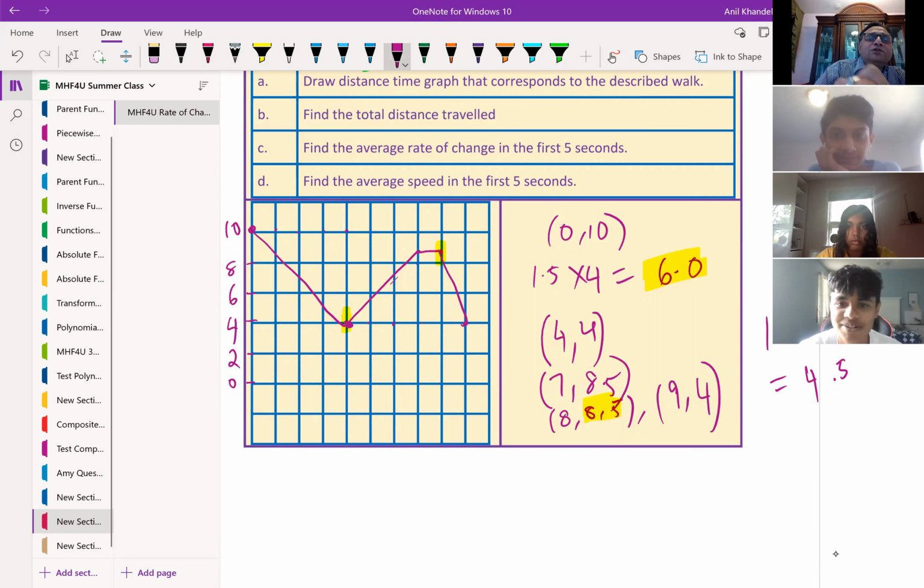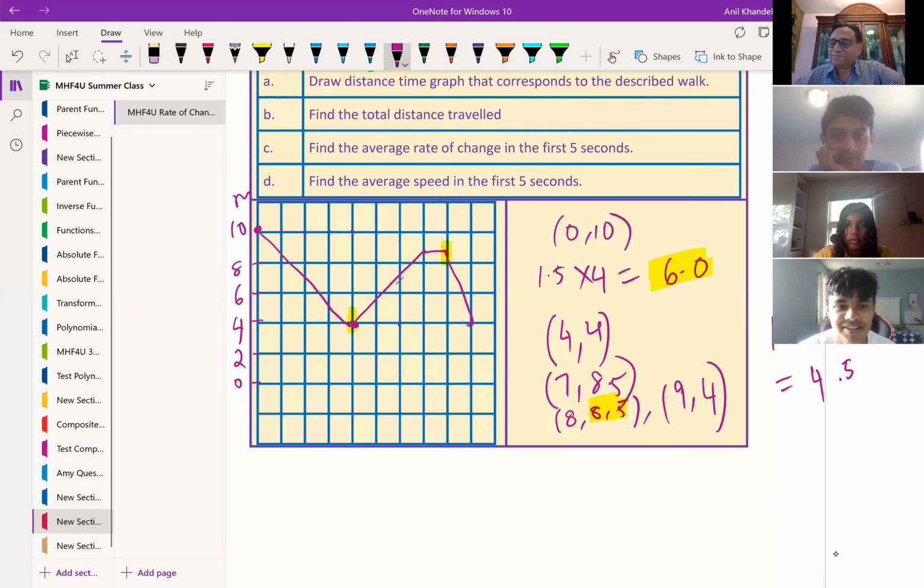coordinate. Adam starts 10 meters away from the sensor. He walks towards the sensor at a rate of 1.5 meters per second.